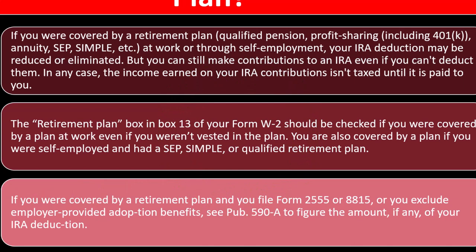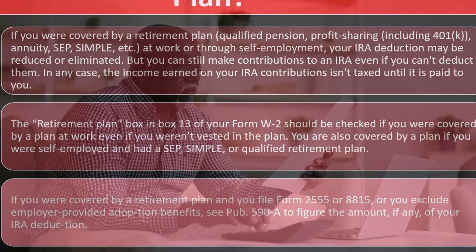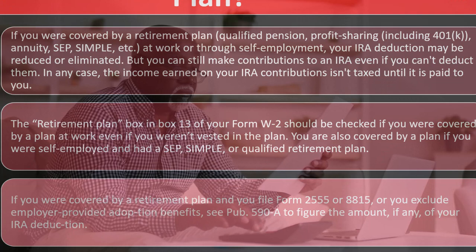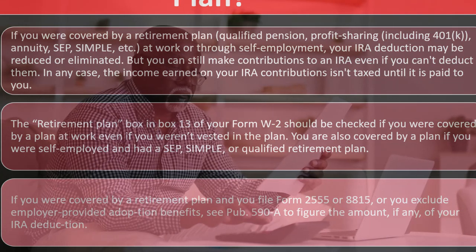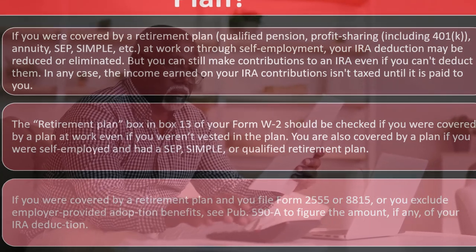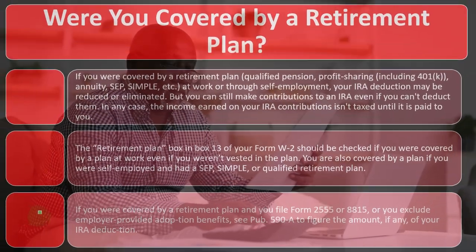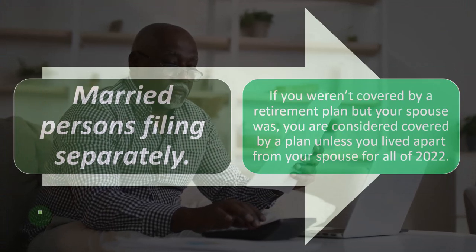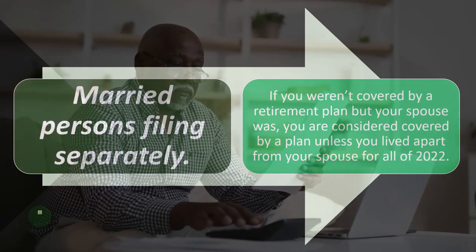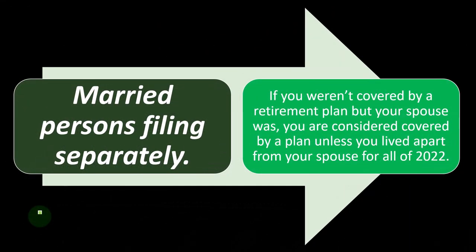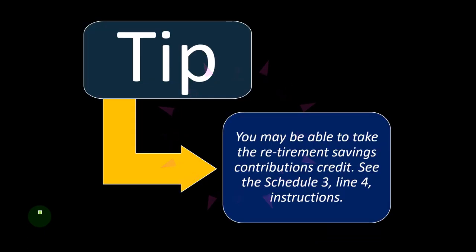So if you were covered by a retirement plan and you file Form 2555 or 8815, or you exclude employer-provided adoption benefits, you can see Publication 590-A to figure the amount, if any, of your IRA deduction. Married persons filing separately: if you weren't covered by a retirement plan, but your spouse was, you are considered covered by a plan unless you lived apart from your spouse for all of 2022. So even if your spouse is covered by the plan, it could still have an impact on you when married.